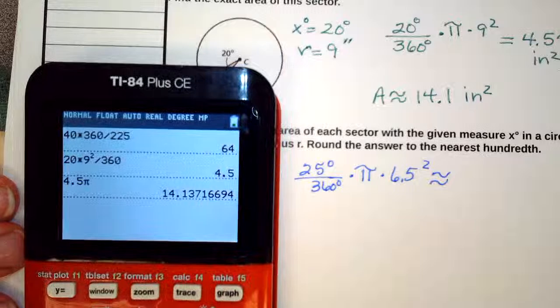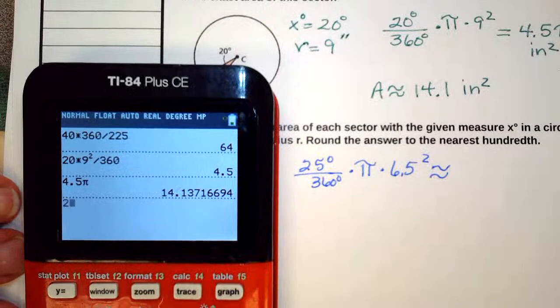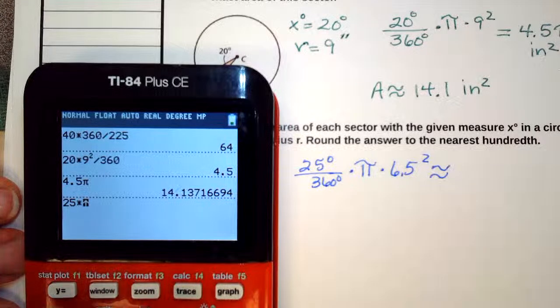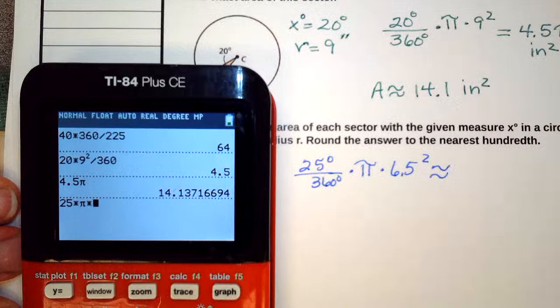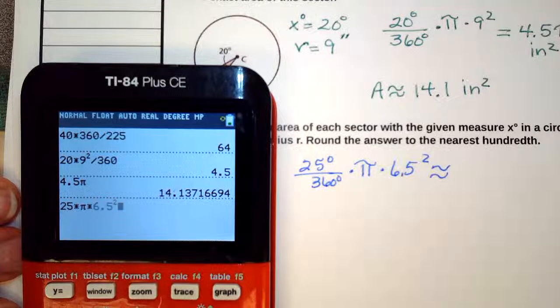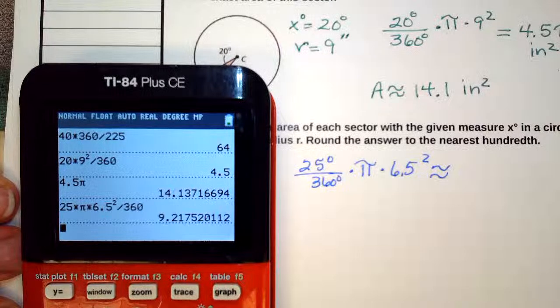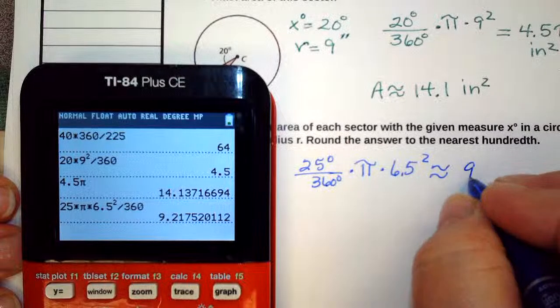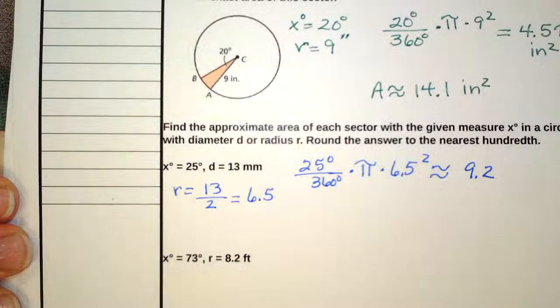So I'm going to put everything into my calculator at once. 25 times pi times 6.5 squared divided by 360. I can do it in one fell swoop. 9.21. So this is about 9.2. And this will be millimeters squared.